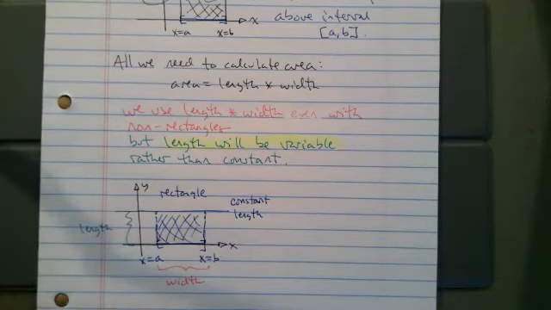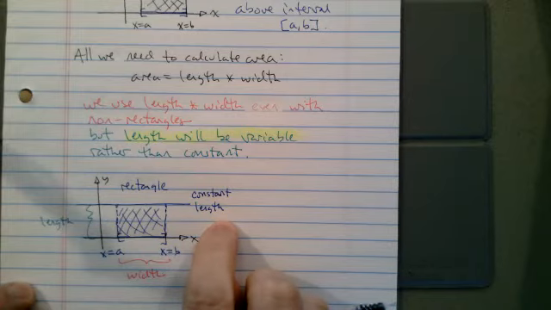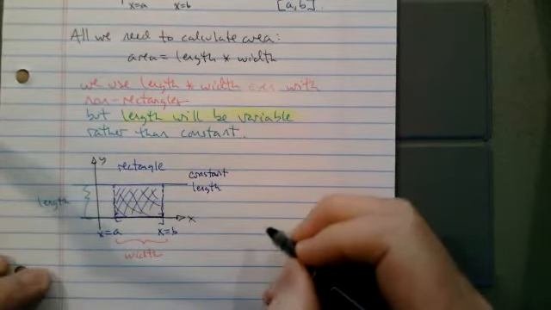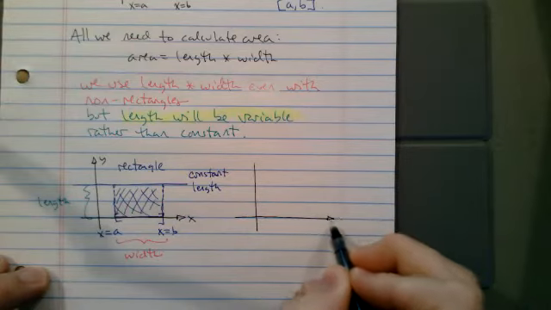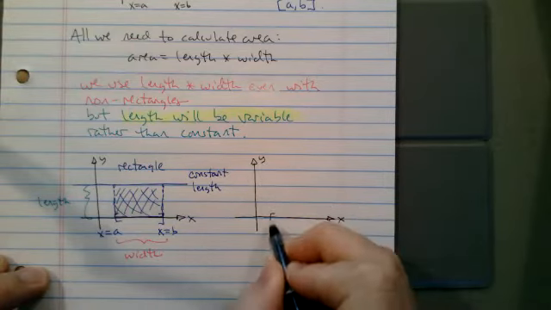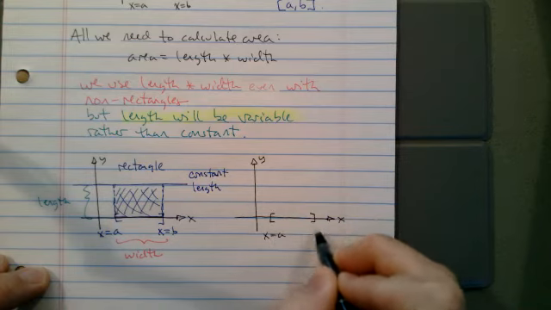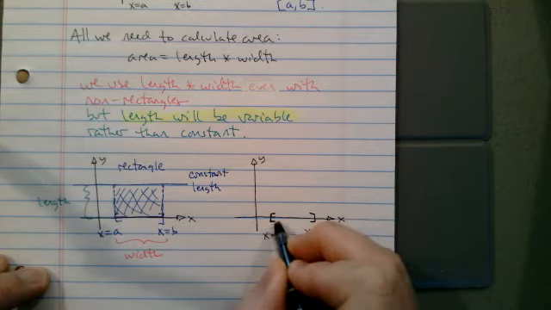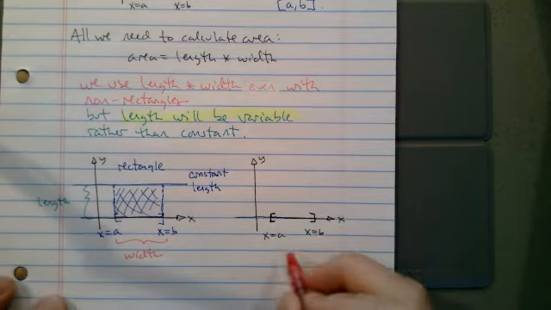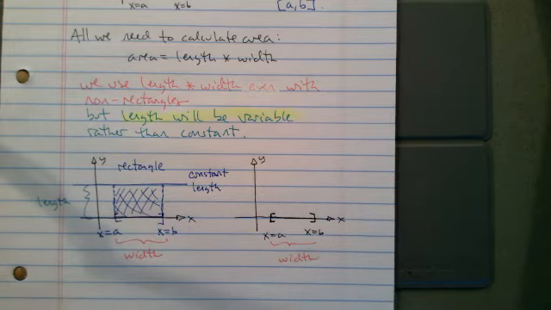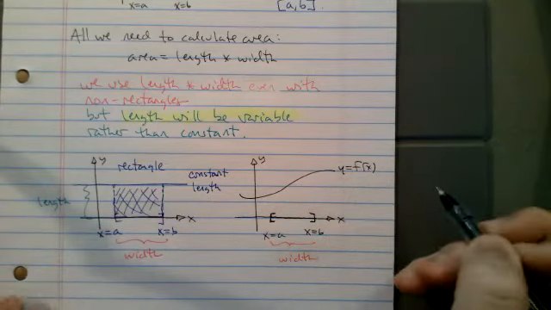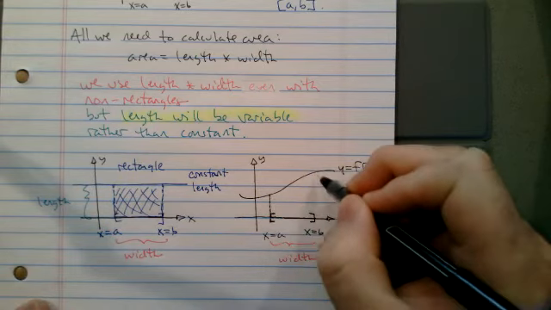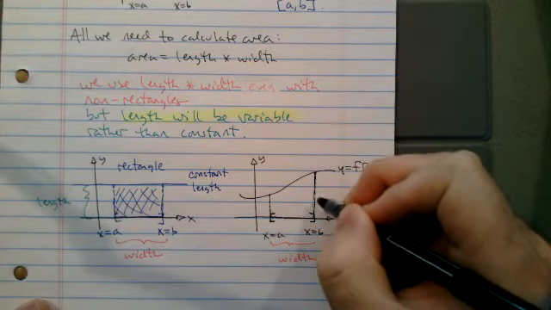What we're going to do now is, instead of having a constant length, we're going to adjust this so that it's a variable length. So we're going to have the same kind of picture. We're still going to have this interval down here, x equals A to x equals B. That's still going to be our width. But then above that, we're going to put some function. And so at different points above the width, the length will be different.